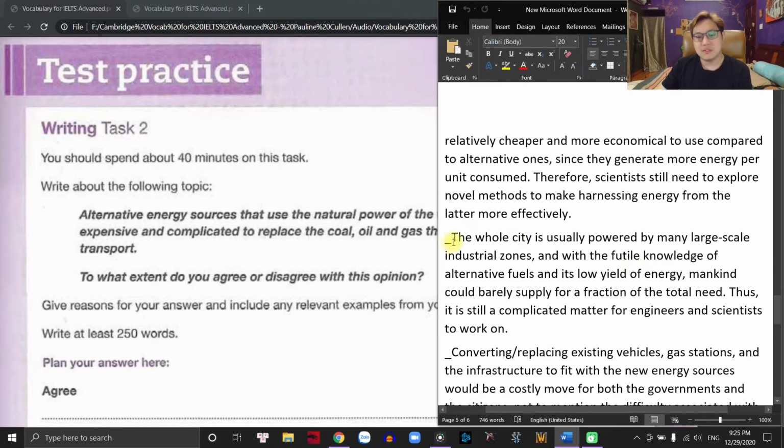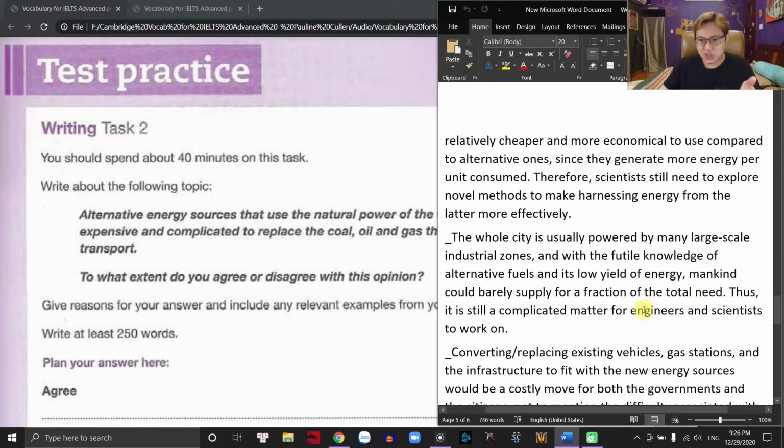Now, point number 2. The whole city is usually powered by many large-scale industrial zones, and with the futile knowledge of alternative fuels and its low yield of energy, mankind could barely supply for a fraction of the total need. Nguyên cả thành phố thì thường được vận hành bởi những cái khu vực công nghiệp có cỡ lớn, và với cái kiến thức rất là non nớt về nhiên liệu thay thế, và với lại cái sản lượng thấp, cái sự sinh ra năng lượng thấp của nó, con người chỉ có thể barely supply, con người chỉ có thể cung cấp một cái lượng rất là nhỏ thôi, một phần fraction thôi, một phần phân số của tổng cái nhu cầu mà con người có, of the total need.